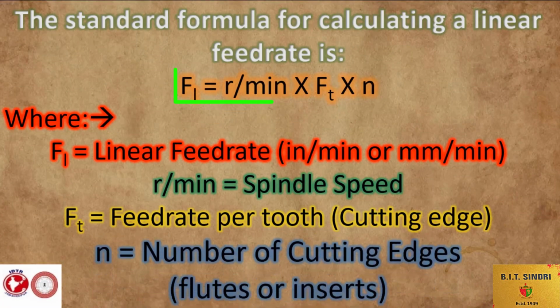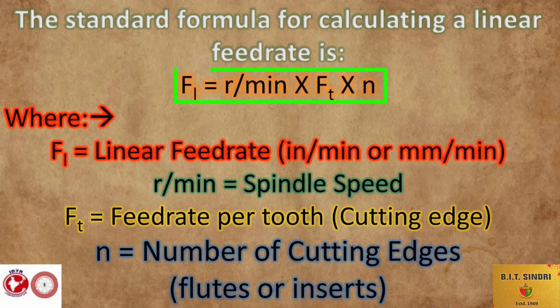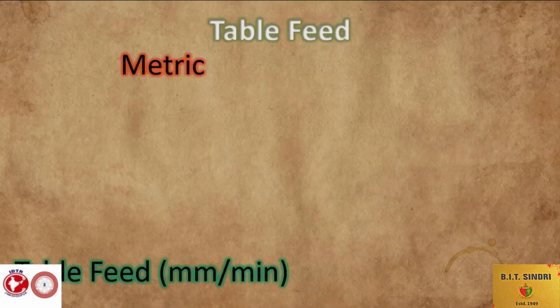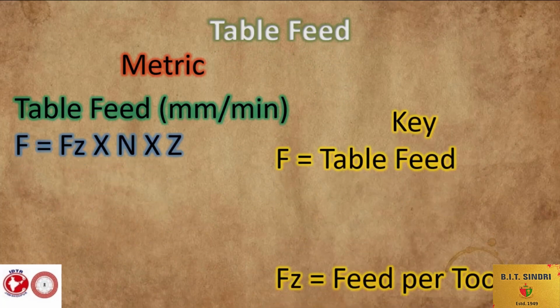FL equals revolutions per minute multiplied by FT multiplied by N, where FL is the linear feed rate, in inches per minute or millimeters per minute. Revolutions per minute is your spindle speed, FT is your feed rate per tooth, that is per cutting edge, and N is the number of cutting edges, flutes or inserts. In various countries the same equations are written in a different manner.